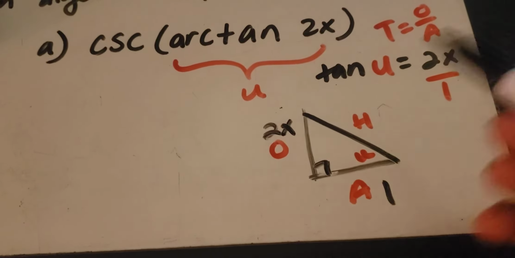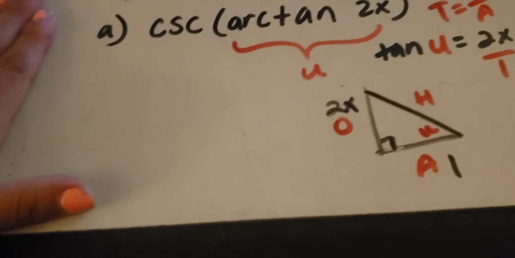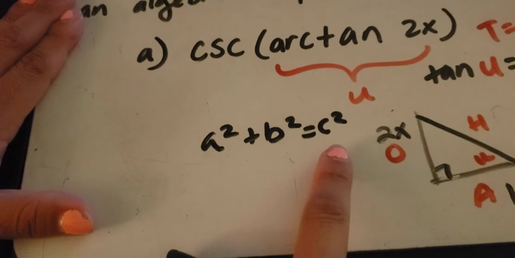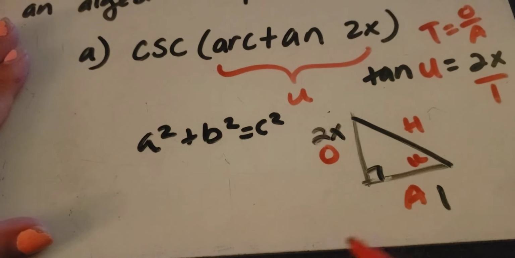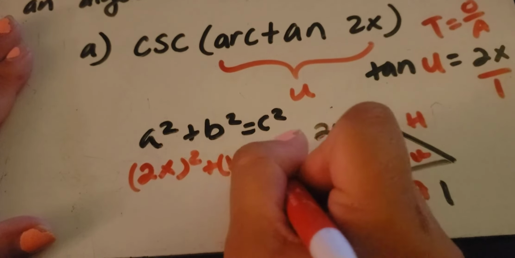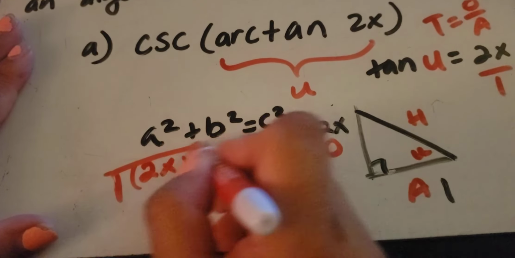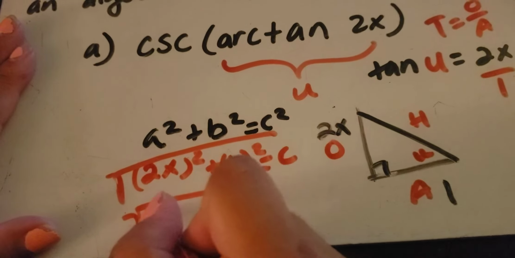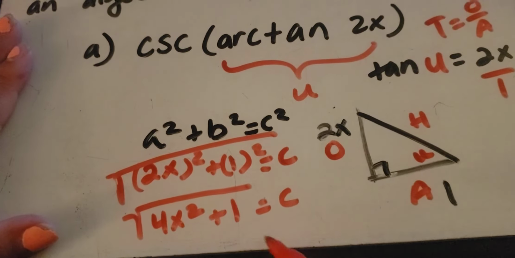So how do we solve for the hypotenuse this time? You do the same thing: you use the Pythagorean theorem. So a squared plus b squared equals c squared, where c is our hypotenuse. If we plug this in, we have (2x) squared plus 1 squared, and we're solving for c, so we write it as a square root. The only thing left is to simplify, so this would be the square root of 4x squared plus 1 equals c. So that's our hypotenuse.